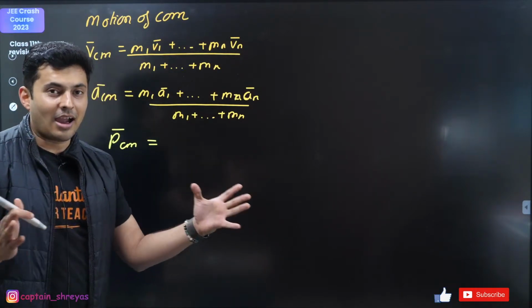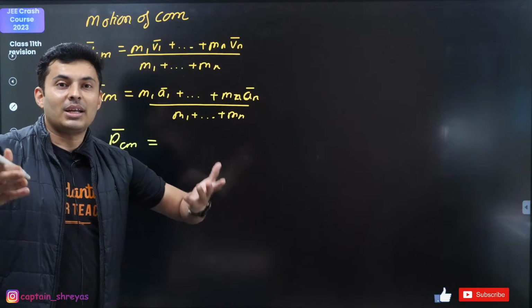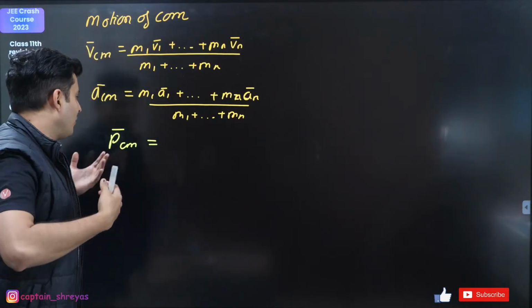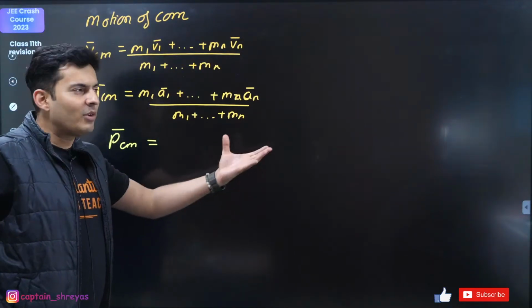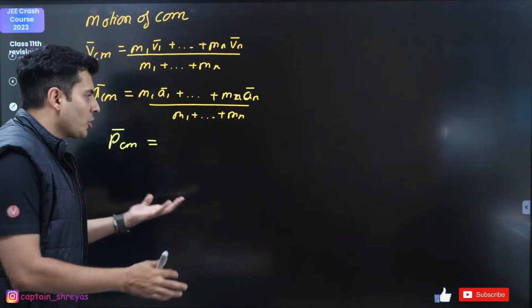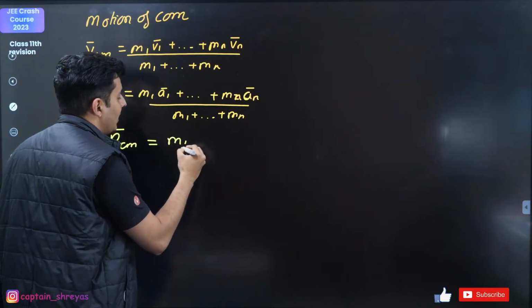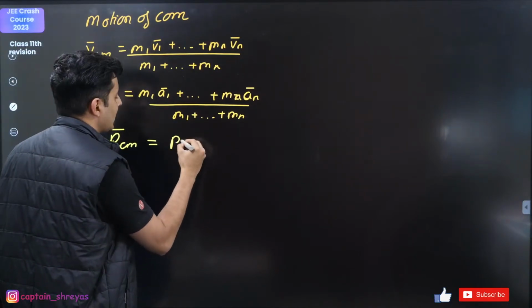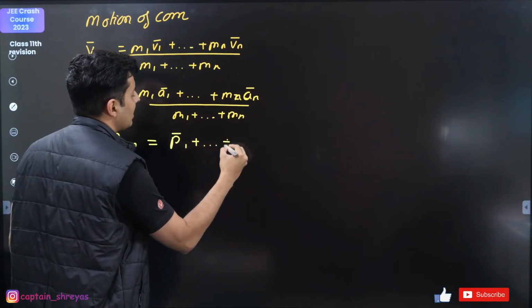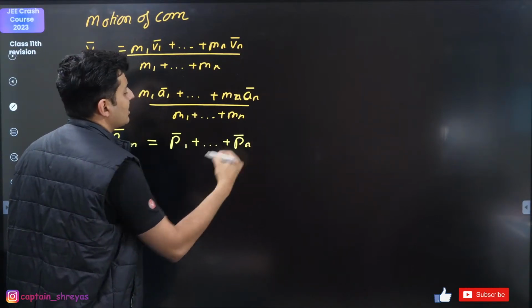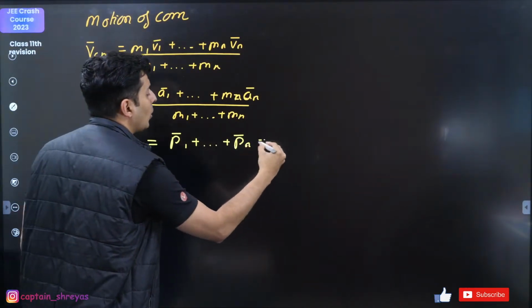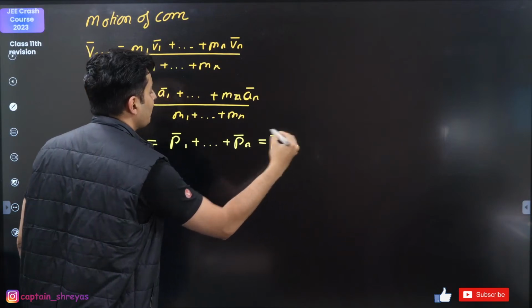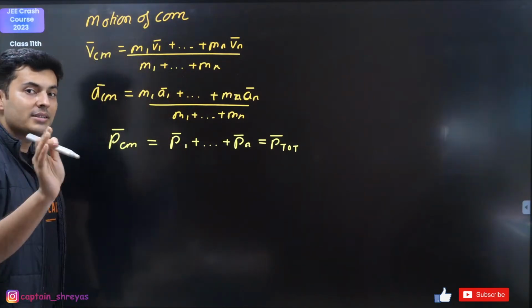But that's not correct. I have been conducting interviews, and when I ask teachers also, what is the formula for momentum of center of mass, they say m1 p1 plus m2 p2. No, that's not true, guys. It is just p1 plus p2 plus p3 plus p4, till the last particle. So the total momentum of the system is also the momentum of the center of mass.